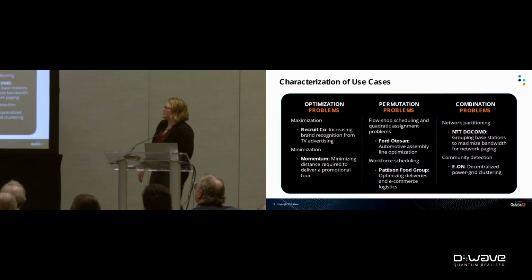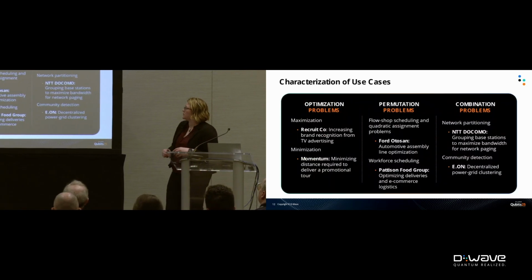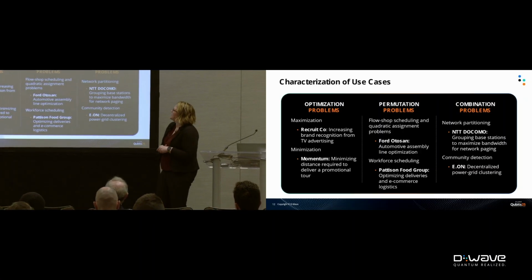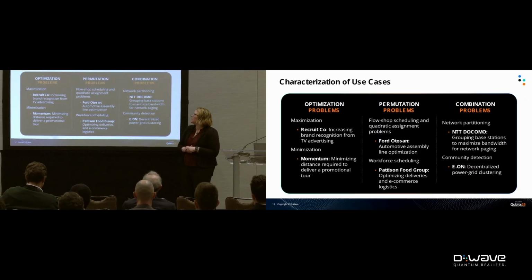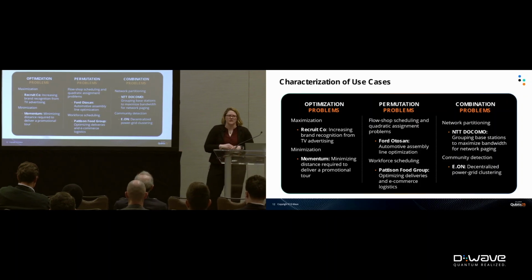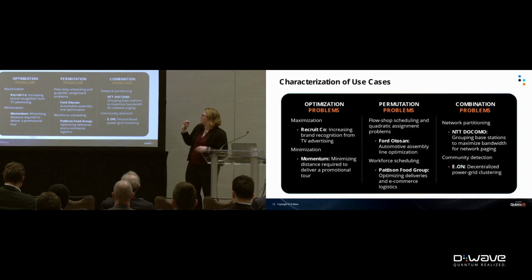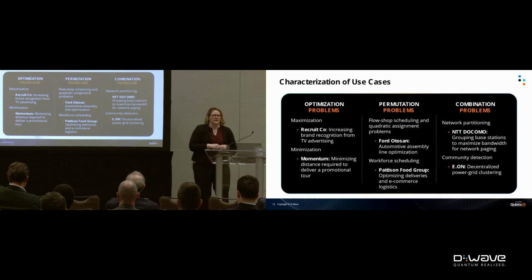We also have some customer examples, and again, I'm not going to read through all of these, that take advantage of those different sorts of characteristics. So for optimization problems, we've worked with maximization, minimization, permutation. We have the flow shop scheduling, quadratic assignment, workforce scheduling, and then we also have combination problems for network partitioning and community detection.